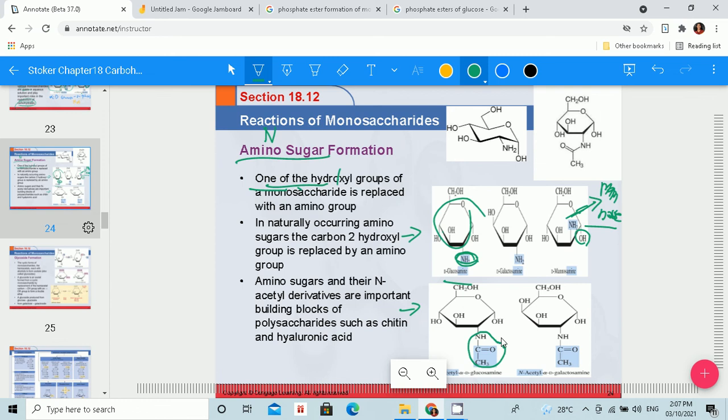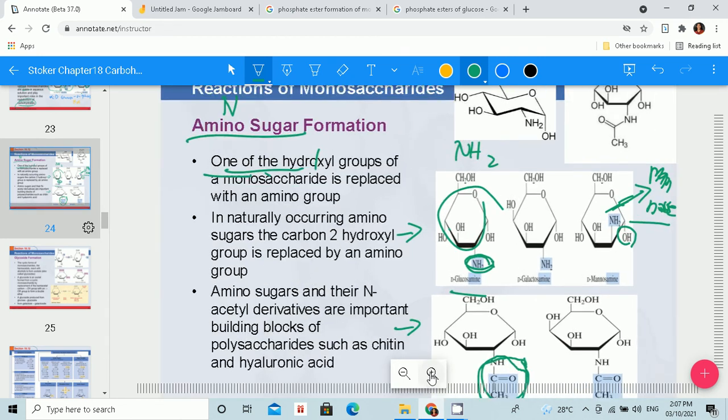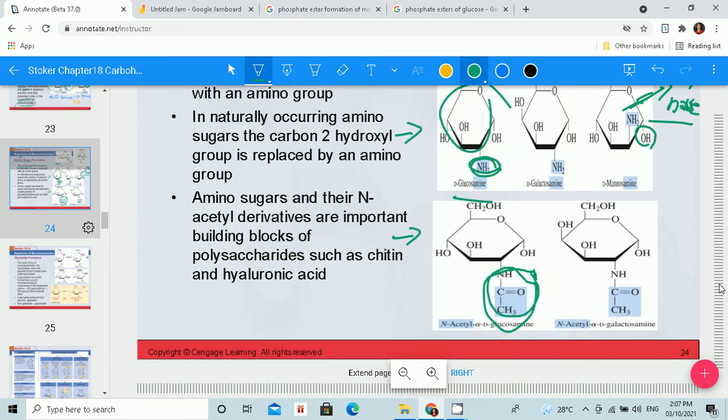N-acetyl. NH2 is amino. And this one, NHC2H3O, that is acetyl, N-acetyl. When N-acetyl is attached to our monosaccharide, we call that one N-acetyl.